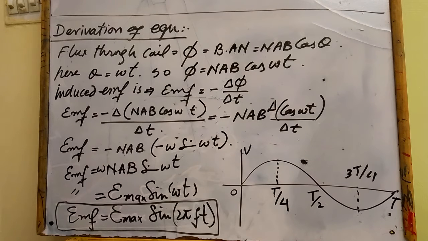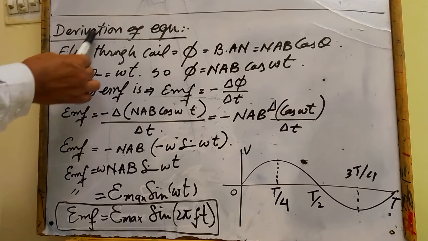Basically, it is Faraday's law of electromagnetic induction, which we have already derived and explained. But here, in this mathematical part of the AC generator, we are going to show why we call it AC. Why do we call it alternating current or alternating voltage?